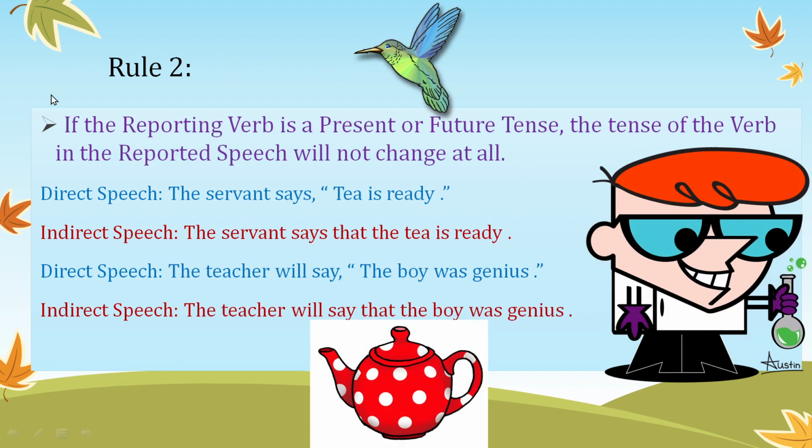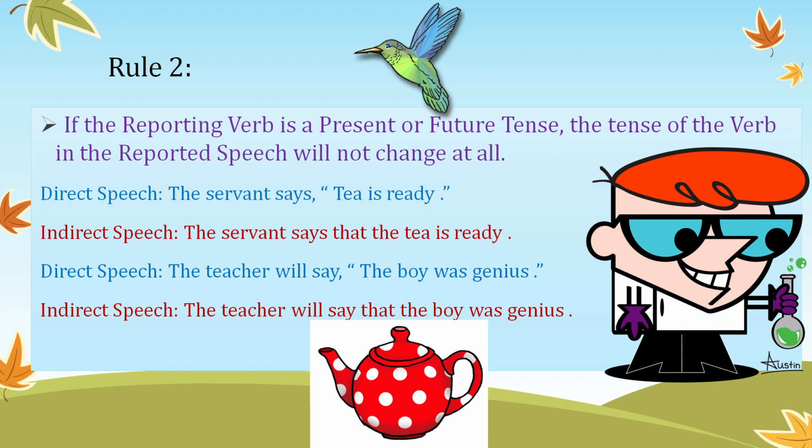Rule 2. If the reporting verb is a present or future tense reporting verb. Now, the thing you have to keep in mind, we are talking about the reporting verb, not the reported speech. In Rule 1, we were only speaking about reported speech, and here we are taking the reporting verb, that is, says. This is the reporting verb here. So, if the reporting verb is a present or future tense, the tense of the verb in the reported speech will not change.